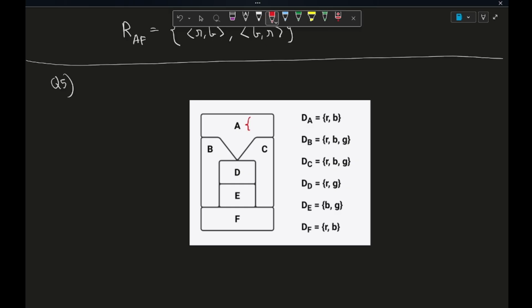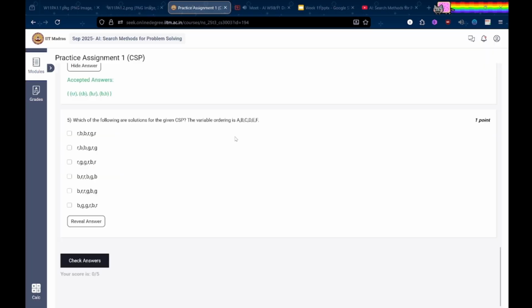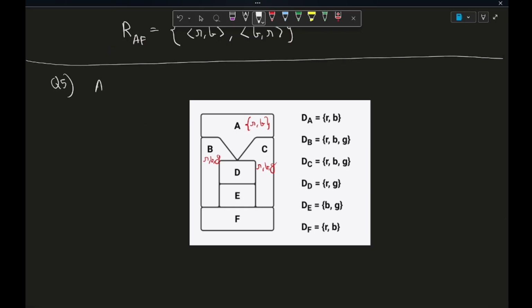So this is RB, right? This is just RBG, and this is also RBG, and the order given is A, B, C, D, E, F. So if this order is given, firstly it means that we need to solve for A and B, correct? Yes. Okay.